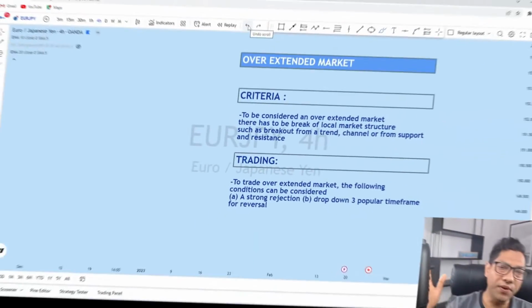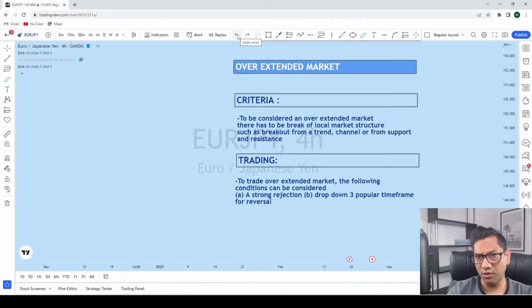Okay guys and girls, before we jump on the real chart to show you quite a few examples, first let me explain the clear idea of an overextended market, and then we will look at the chart. Now first of all, from the name, overextended means that there is something excessively over. So what is the criteria of an overextended market? In what situation can you consider a market overextended?